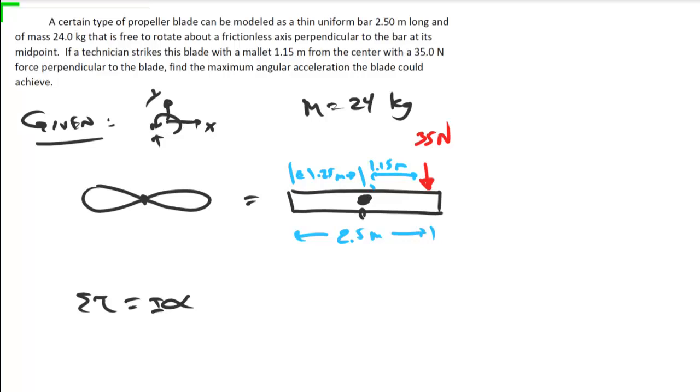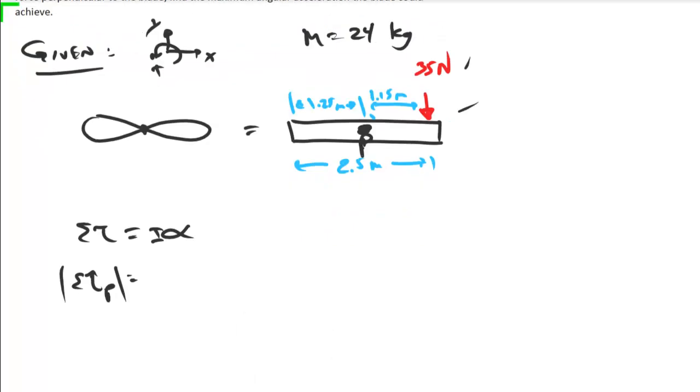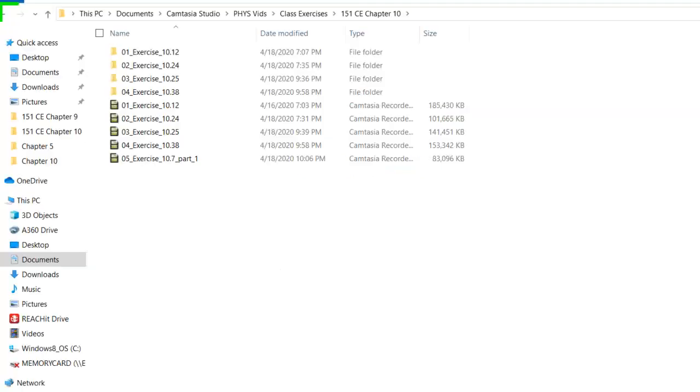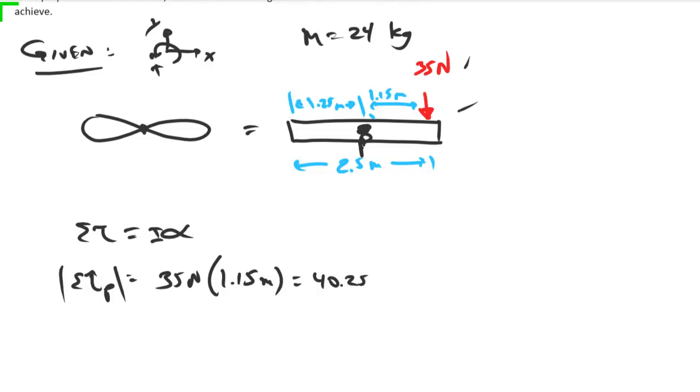So the sum of the torques around, let me call this the pivot P. So the sum of the torques around the pivot, this is the magnitude of this torque, is just going to be the 35 newtons times the moment arm, right? So we have here 35 newtons times 1.15 meters, and this is 40.25 Newton meters. So the torque produced by the technician hitting this is 40.25 Newton meters.